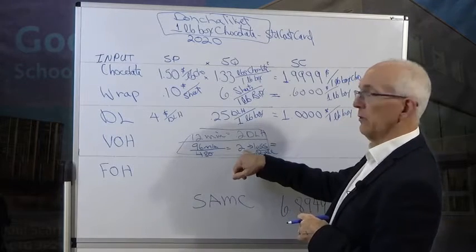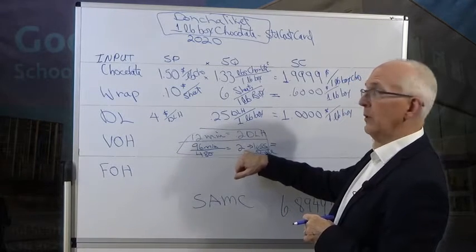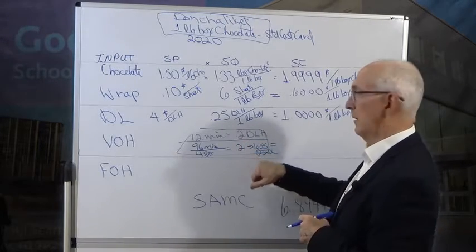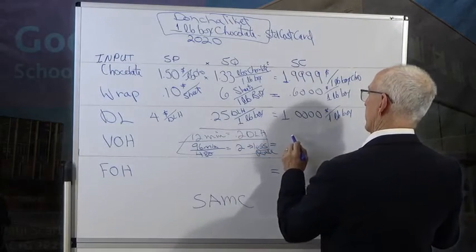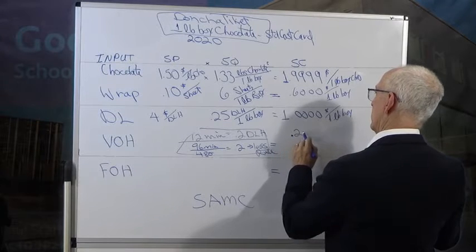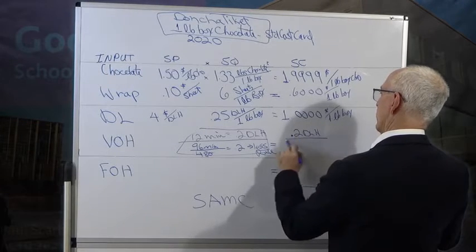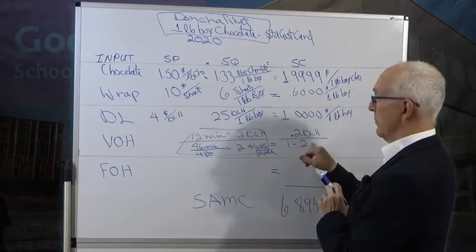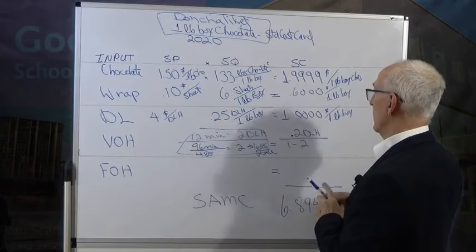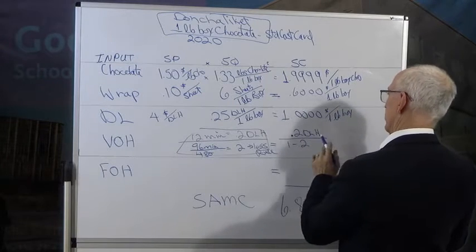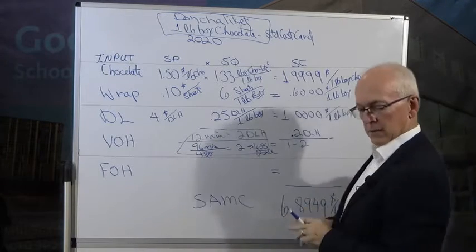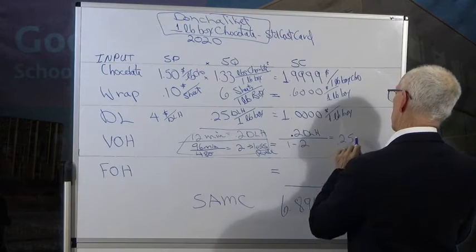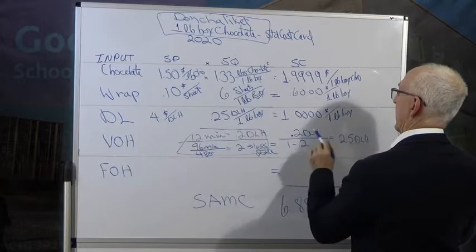And then we've also computed separately the loss rate, and we need to take the 0.2 direct labor hours divided by 1 minus the loss rate. So that would be the 0.2 DLH divided by 1 minus 0.2. And this is a percentage, a dimensionless number. And so that's going to be 0.2 divided by 0.8. Okay? And you're going to get 0.25.